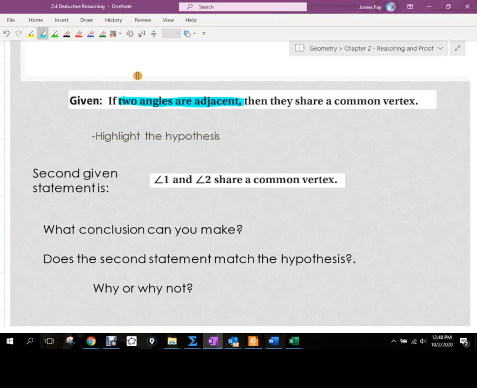So if I have a statement that says if two angles are adjacent, then they share a common vertex, does that match the highlighted text in the if-then statement? No. The highlighted thing says you have two angles that are adjacent. So there's no conclusion I can make about angle 1 and angle 2. And because there's no conclusion, does that mean the complete opposite, that they're not? No. We're going to talk about things all year long.